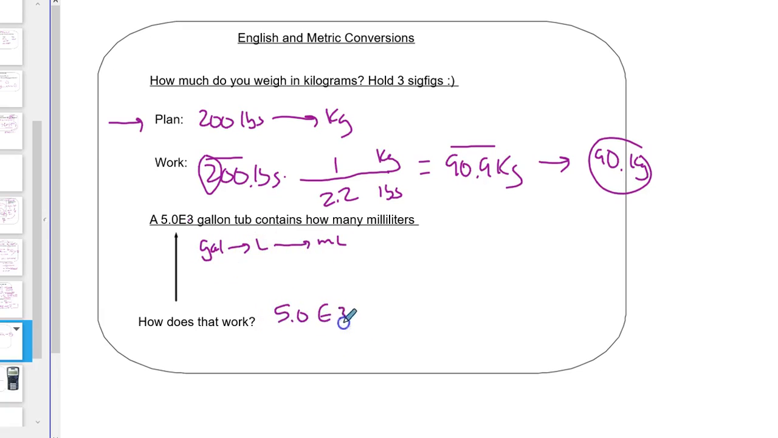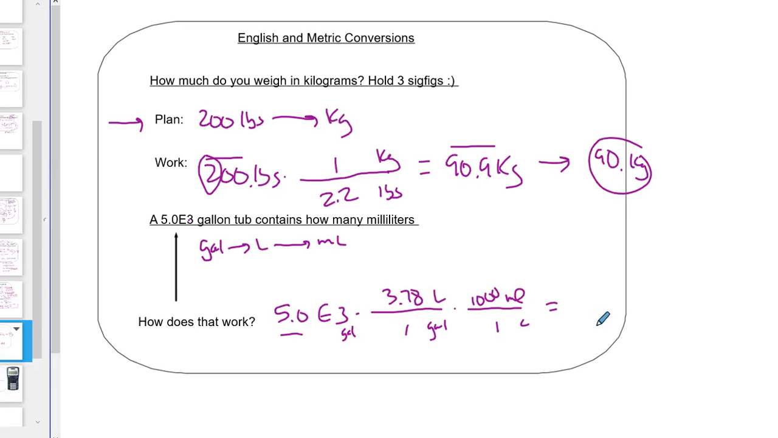5.0 e to the third. Get rid of gallons and go to liters. Get rid of liters and go to milliliters. 1 gallon is 3.78 liters. 1 liter is 1,000 milliliters. These are exact relationships, so I have 2 sig figs here, I want 2 here.